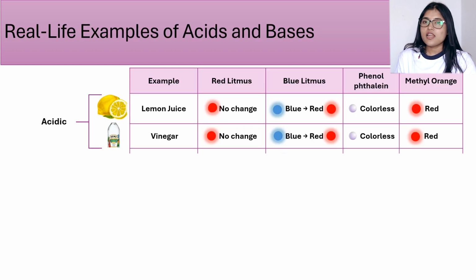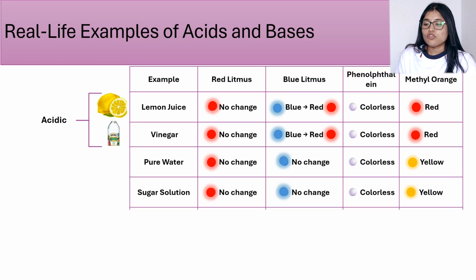Let us take some real life examples of these acids and bases and neutral substances that sit between acids and bases. Some examples of acids, as we saw earlier, were lemon juice and vinegar. When they come in contact with blue litmus paper, they change it to red. But when they come in contact with phenolphthalein indicator, the color does not change. Similarly, with methyl orange indicator, the color is red. Now, neutral substances such as water or sugar solution do not indicate any changes in any of these indicators.